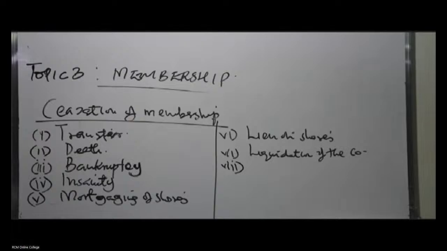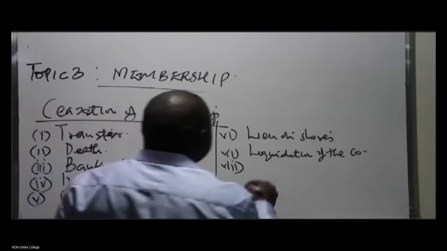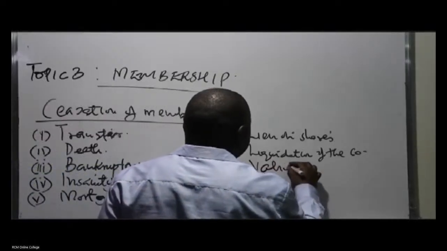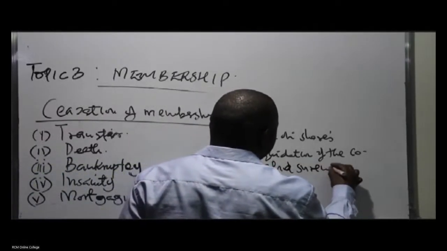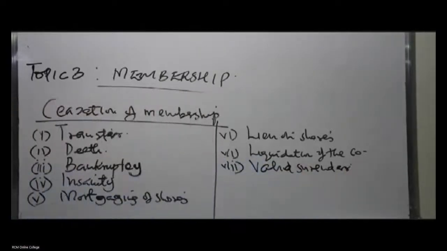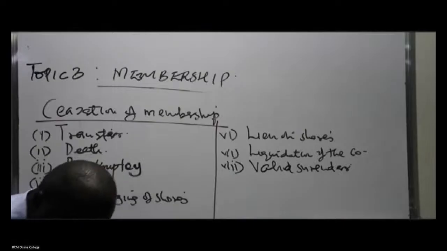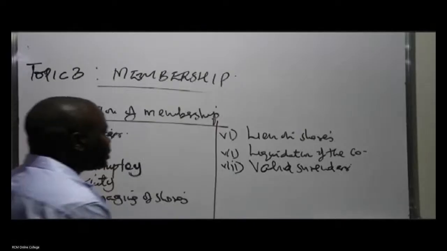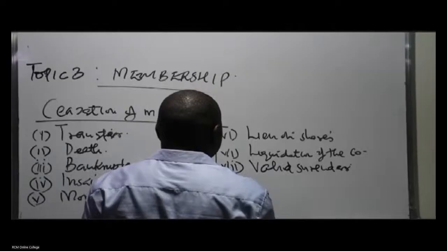And see, people have already listed them there. Valid surrender is correct. Valid surrender of shares. Apart from valid surrender and liquidation, forfeiture is correct. I can see forfeiture. Forfeiture of shares.